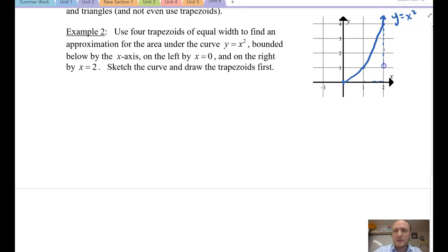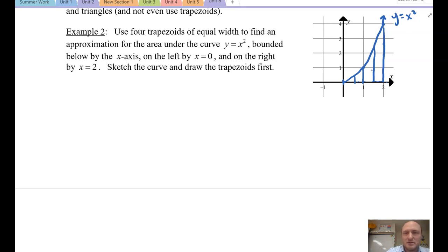So this is the bound, and they want us to sketch the curve and draw the trapezoids first. If I want 4 equal subdivisions, then I'm going to split it. So here's one, here's another, and then here is my last one. Notice I have 4 different trapezoids, okay, I did that.